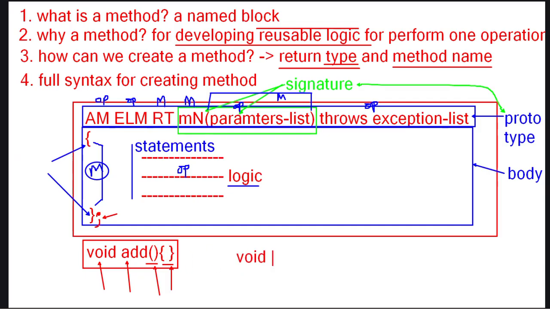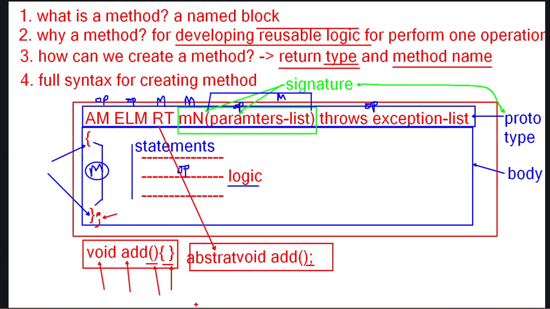How can I write it? void add. When you remove the body, you must write a semicolon. If you write a semicolon, I must use one special execution level modifier called abstract. I must use abstract.